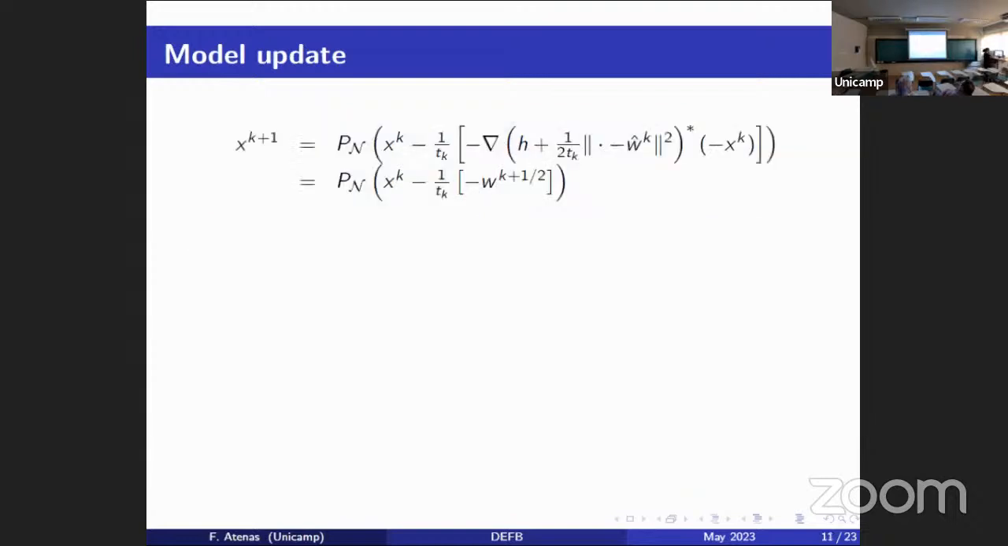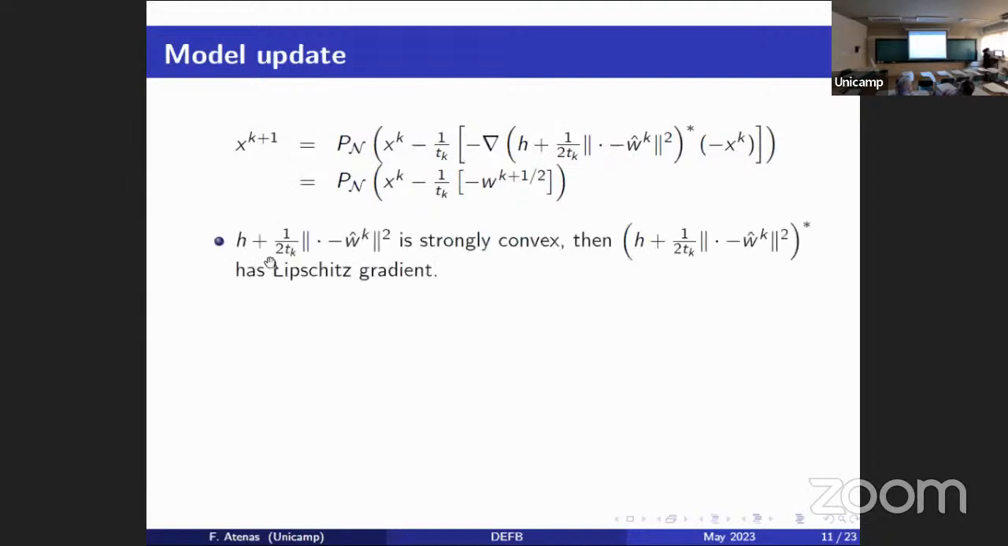Okay, so here I just wrote how the forward-backward step looks. And since h is convex, if we add this quadratic term here, we obtain a strongly convex function so that the conjugate has a Lipschitz gradient.